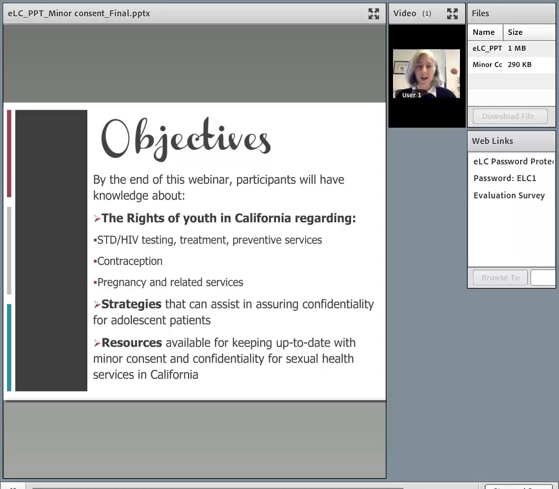But just in terms of what we're going to cover, we're going to go through the rights related to sexual and reproductive health care for adolescents, including confidentiality, talk about some of the strategies that you can put in place, which you've already been implementing, which is super. And then resources where you can go for continuing information.